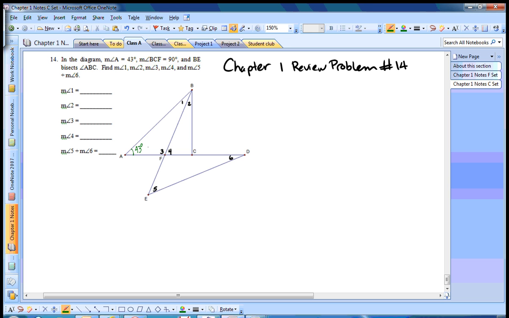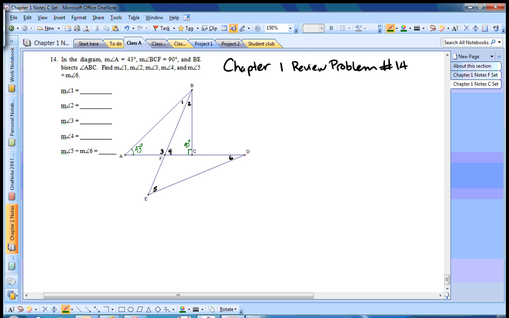Angle BCF is 90 degrees. Now one way you can highlight that is with a little square, or if you prefer, you may want to write out the measurement in this application. And it says that BE, so that's a segment, BE bisects angle ABC. Now bisect means to cut in half into two equal pieces.